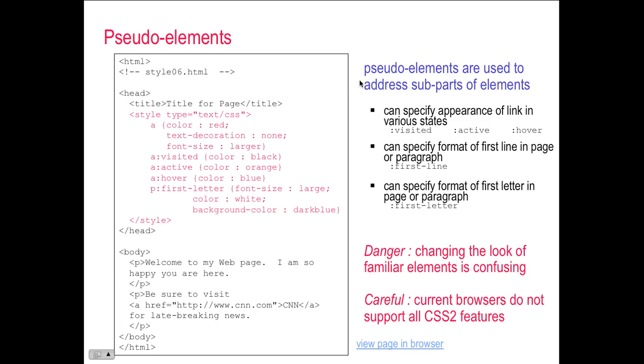The danger of changing the look of familiar elements is confusion. Yes, when you change text into an underline and it's not a link, it might appear to be a link, but it's not, so you're going to confuse people. Or you have behavior where you hover the mouse over a link and it turns into not a link anymore. It puts it back into text, removes the underline or something. Then essentially you're going to confuse the user.